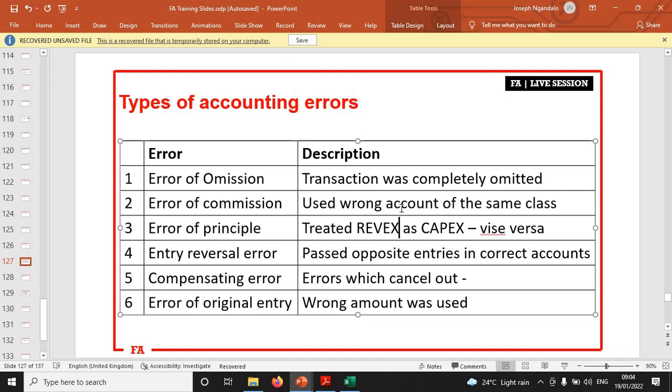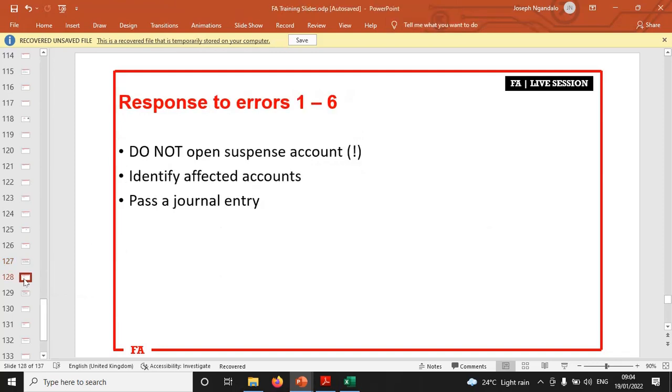So, what is the reaction to these errors that we've just left? Errors 1 up to 6 do not open a suspense account. Did you hear what I said? This is the time when you need to thank God that you're in class. Errors 1 up to 6 will not affect the trial balance. Do you understand that? Meaning that if you don't know how to identify errors, you are gone. Because you'll be opening the suspense account when it is not necessary. You are literally gone.